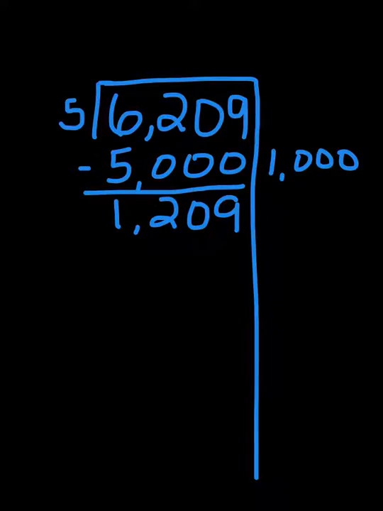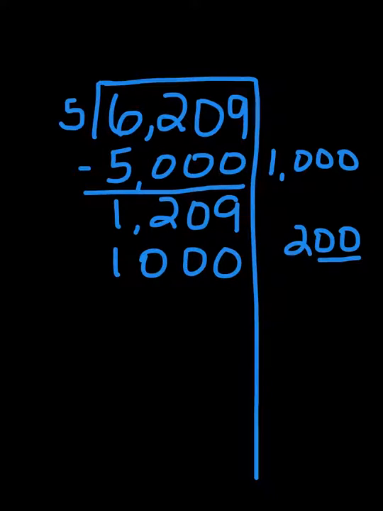All right. My next step is to figure out what times 5 will get me near 1,209. I think I'm just going to look for something to get me near 1,000. So I'm thinking maybe something that might get me to 10. I know that 5 times 2 is 10, so what would get me to 1,000? Let's do 5 times 200. Because I know 5 times 2 is 10, but then of course I have my zeros here, so I still need to add those back.